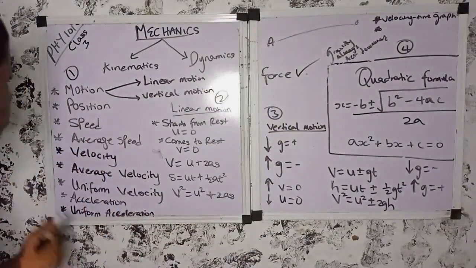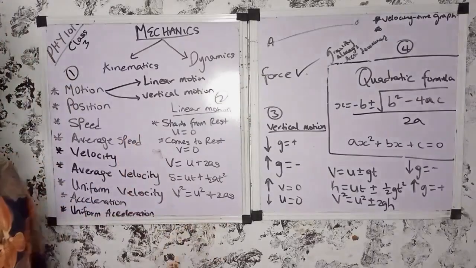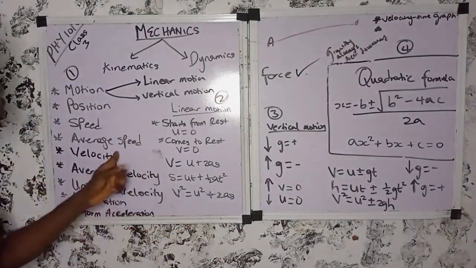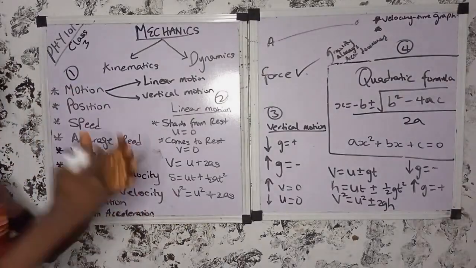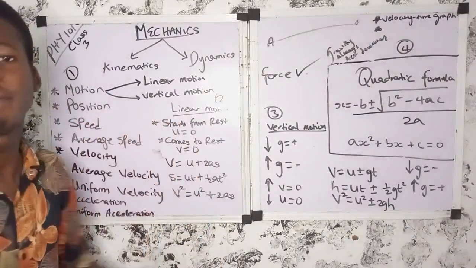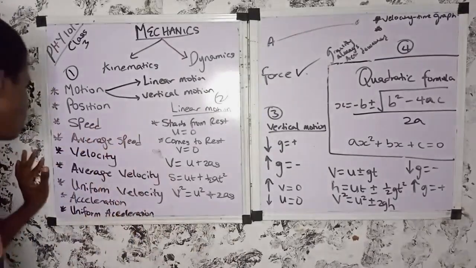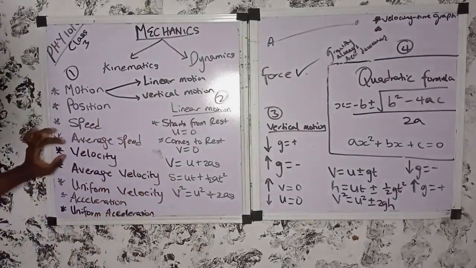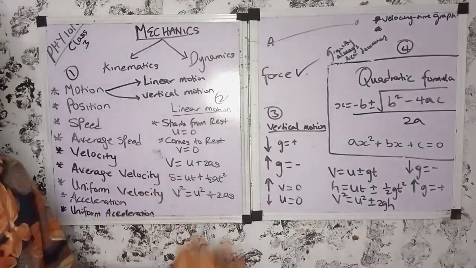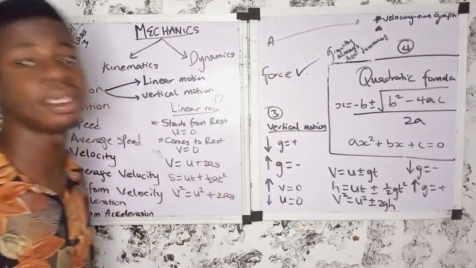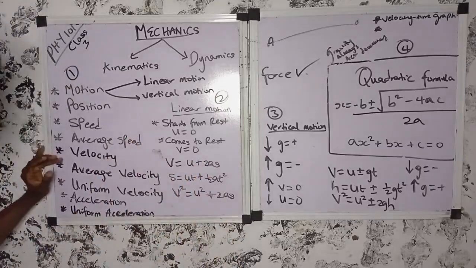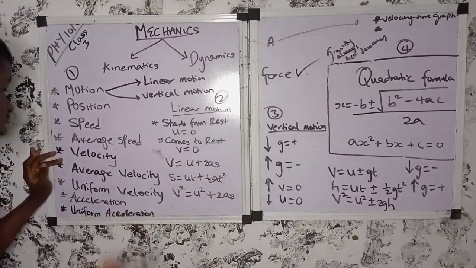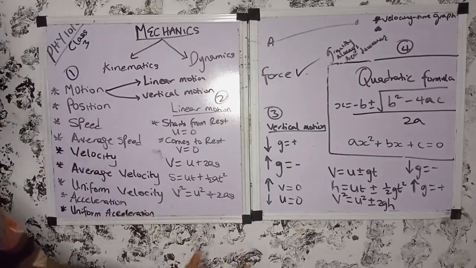Now move to speed. What is speed? Speed is the rate of change of distance with time. Then move to average speed. Average speed means the total distance traveled divided by the time of a body. Then move to velocity. The velocity of a body is the rate of change of displacement of that body with time. Then move to this other aspect, which is very important: average velocity.